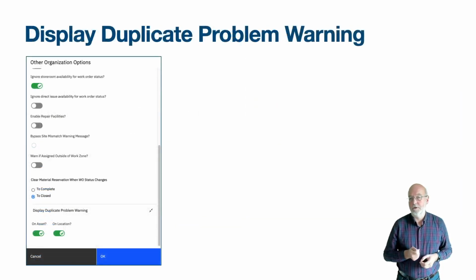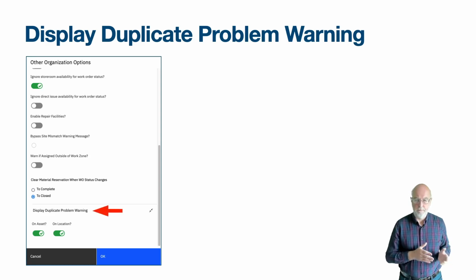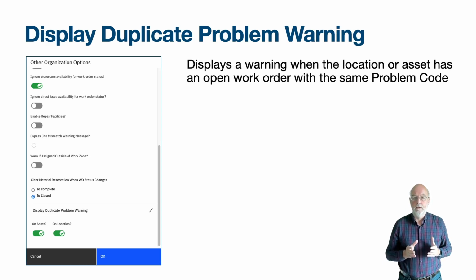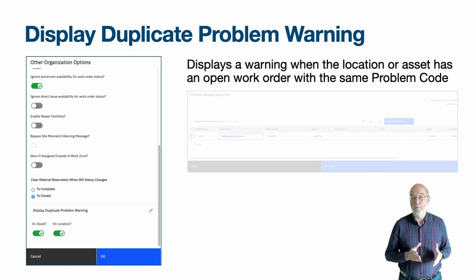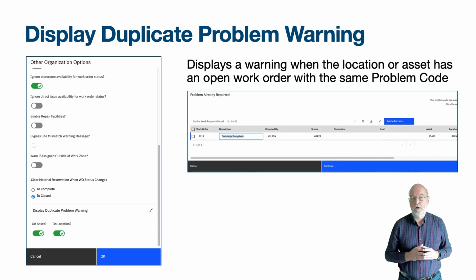In the Organisations application, Work Order Options and Other Organisation Options, you'll find at the bottom of the dialog a section called Display Duplicate Problem Warning, with two toggles for on asset and on location. In the work order tracking application, when making a save, this displays the problem already reported dialog, which you can see on the right, when the same problem code and location or asset is referenced on another open work order.